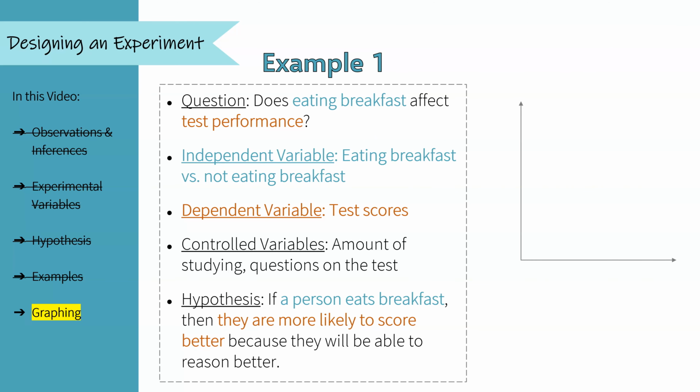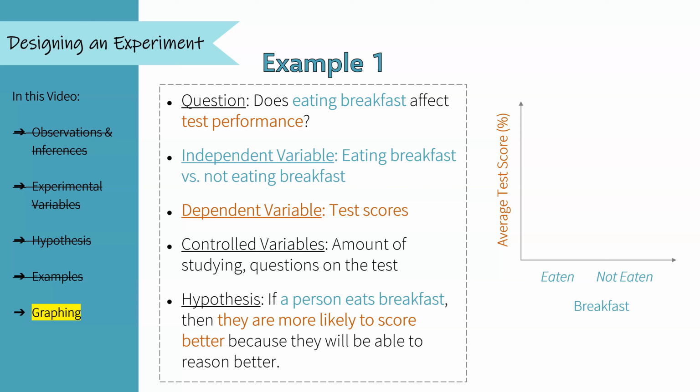In our first example, whether or not you ate breakfast was our independent variable. So I'll have breakfast, and then I have eaten and not eaten there. Breakfast doesn't really have a unit, so it's okay to not have one in this case. And then my dependent variable is test scores, and I'm going to include that as a percent. So my units there, percent in parentheses.